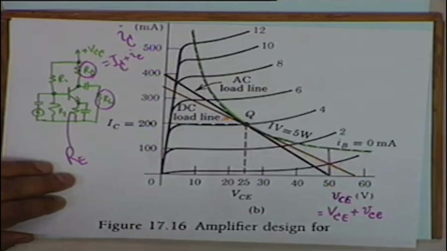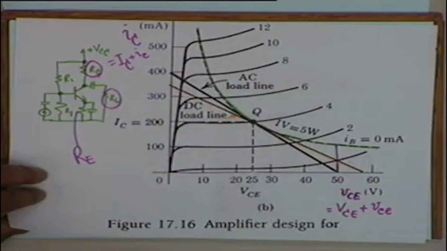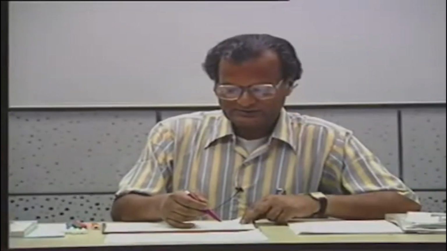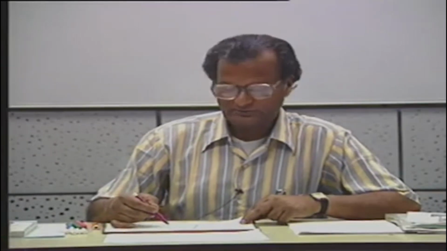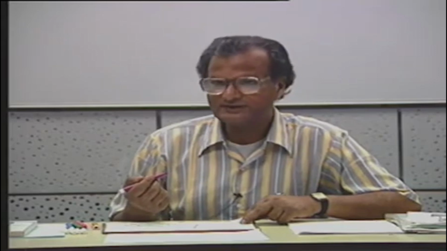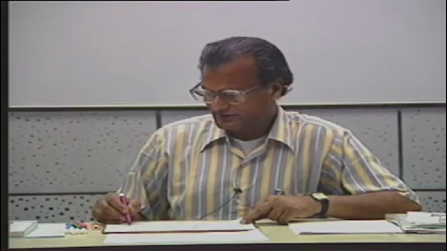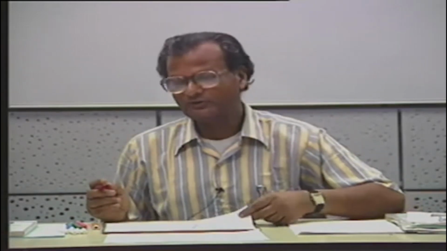Why? Because RDC in the circuit is simply RC plus RE, where we have ignored the I sub B component. So if you draw a line at Q with a slope of minus 1 by RC plus RE, which is 150 plus 15, that is 165, then that will be this orange line, and wherever the orange line cuts the VCE axis shall be equal to VCC. Is that clear? And therefore we know VCC.